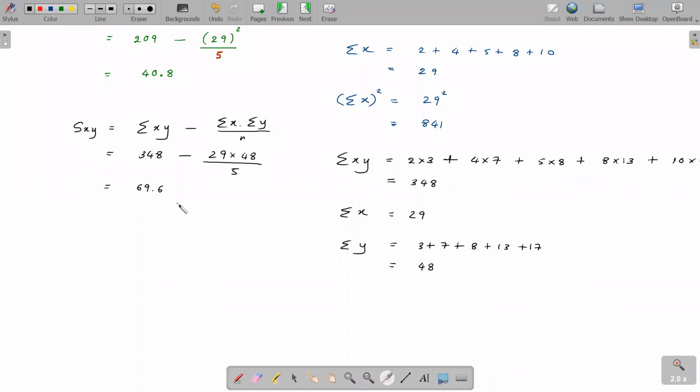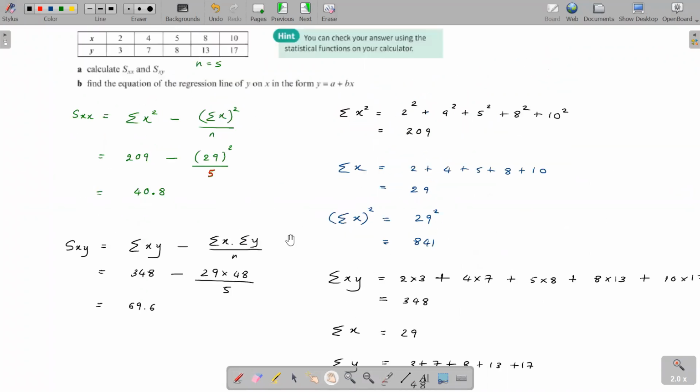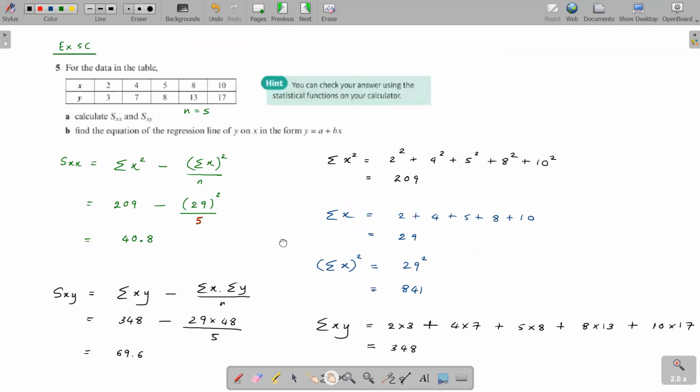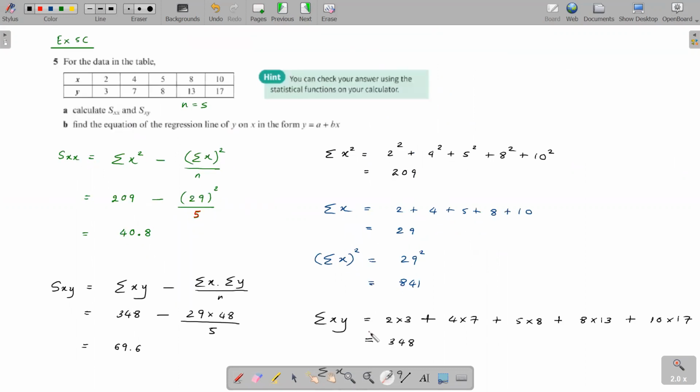So 69.6 is an exact figure. Here you don't have any problems of recurring decimals. So leave this. We have the Sxx and Sxy done. Part A is done. And then they ask you in part B, find the equation of the regression line of y on x in the form y equal a plus bx.